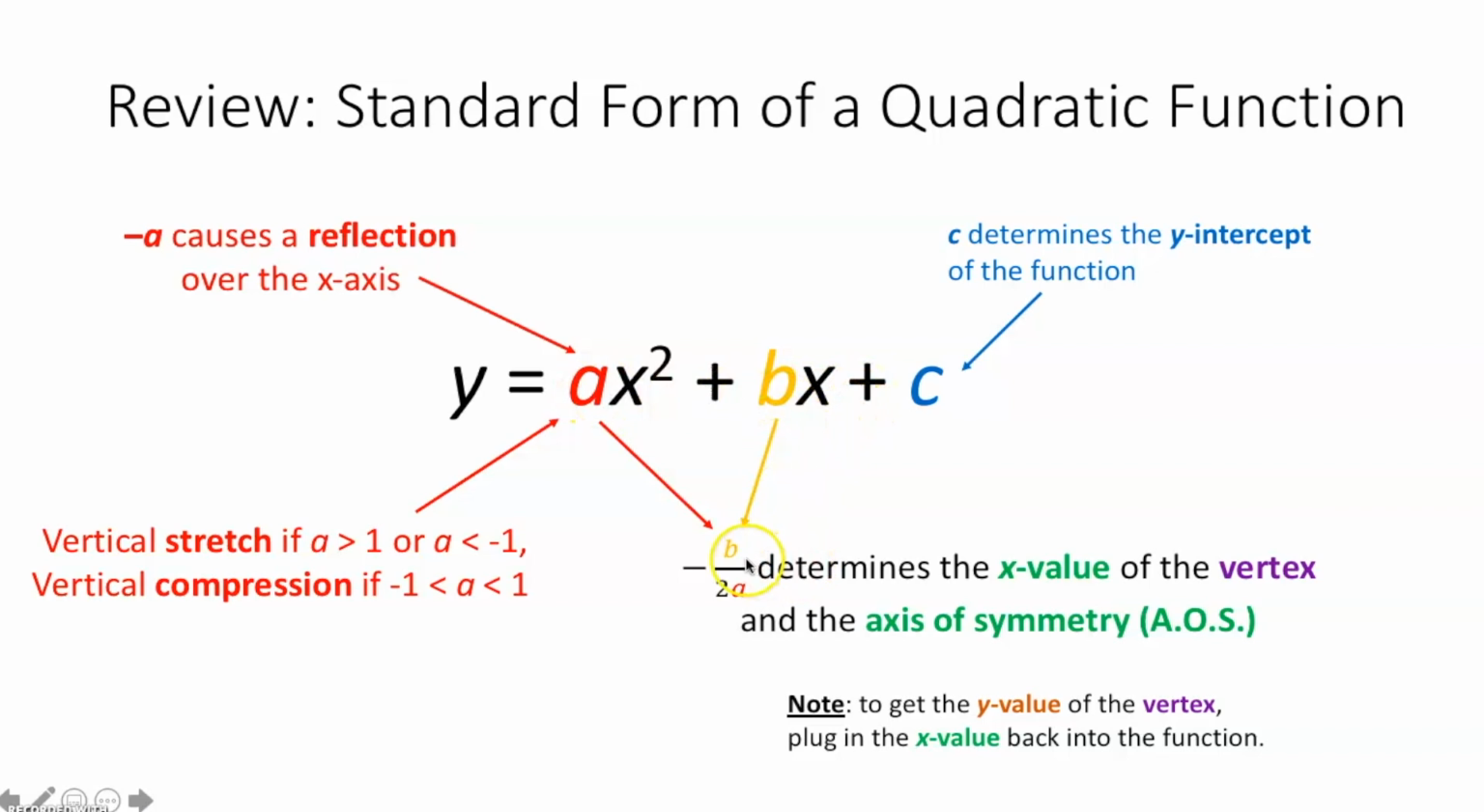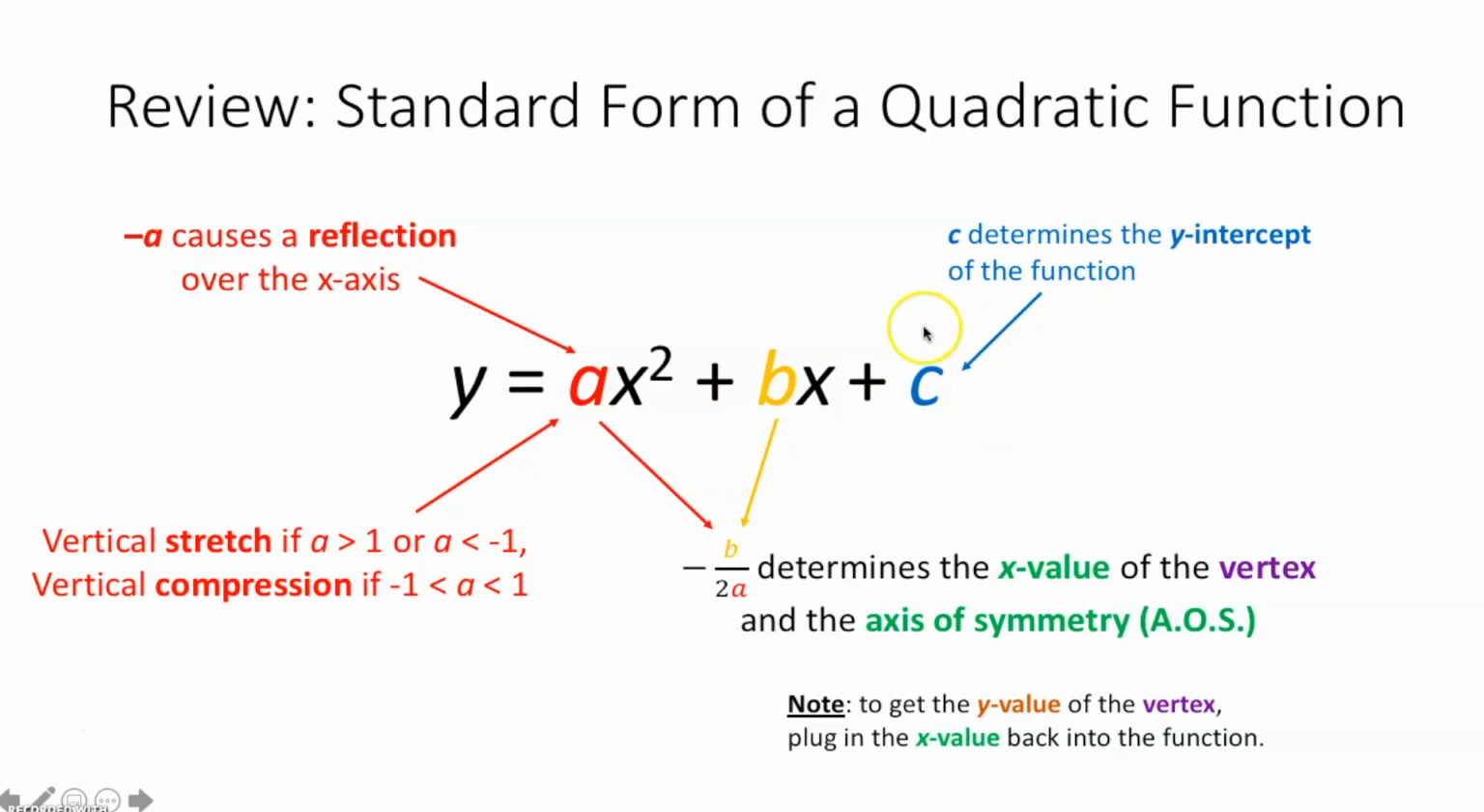Okay, for our b, if we plug that into x equals negative b over 2a, that gives you the x value of your vertex and the axis of symmetry. If you want to get the y value of the vertex, all you had to do was take that negative b over 2a, plug it back in the function for x here and here, and then solve for y. And that'll give you the y value of your vertex.